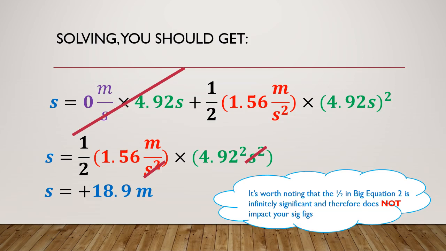It's also worth noting that the 1/2 in big equation 2 is infinitely significant, just like when we said 0 for at rest, and therefore does not impact your significant figures. Don't worry about using 0.5 and thinking, oh no, I only have one sig fig. It's actually 0.500000, as many zeros as you need it to be.